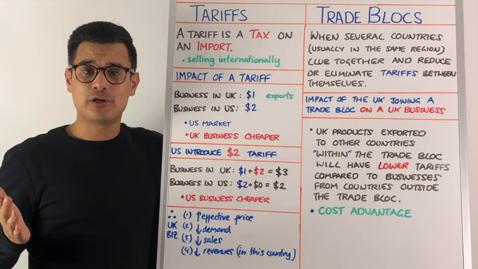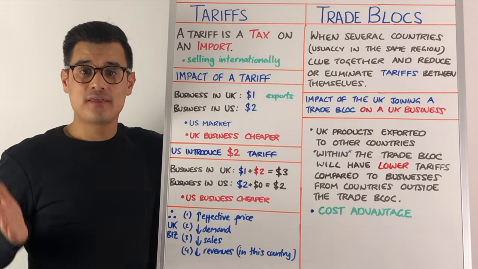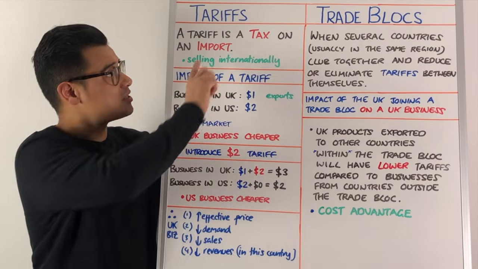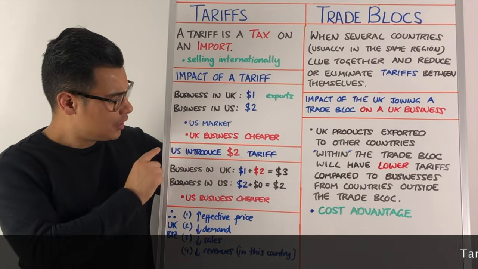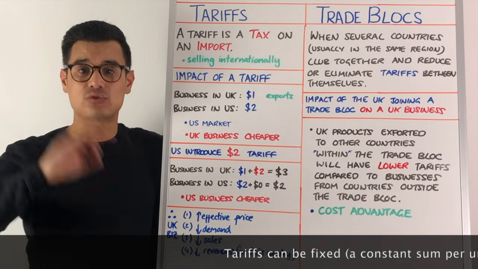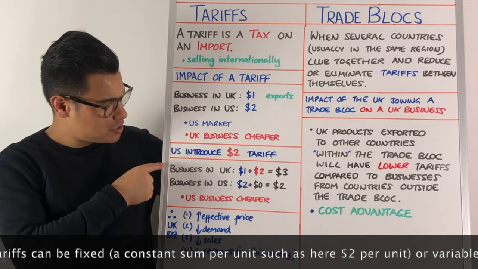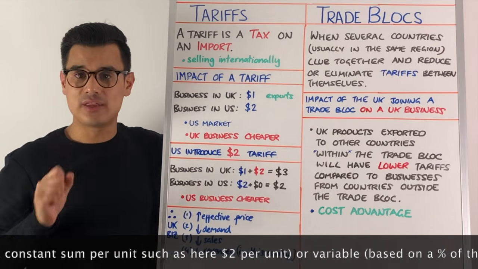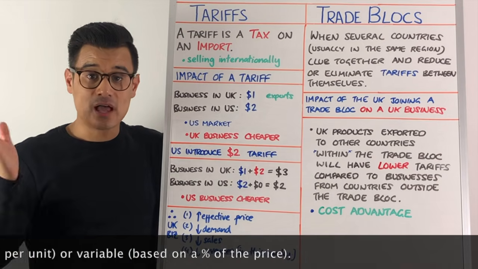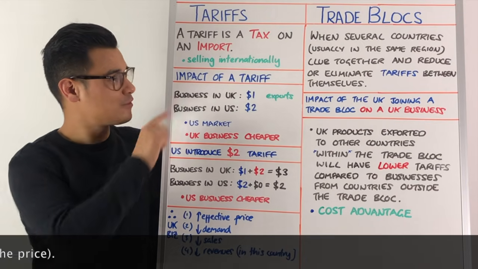But a situation could happen where a tariff is imposed by the government of the US. They might be doing that to protect jobs in that particular industry or to generate tax revenue, because this is a tax after all. So the US government introduces a $2 tariff on businesses from outside the US. A business from outside the US is clearly the UK business. So the UK business has the $1 that they can charge, but now they're faced with a tariff. So 1 plus 2 equals 3, and $3 is the final price that US customers will have to pay for this UK business.